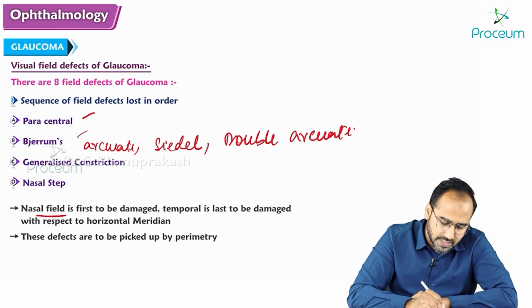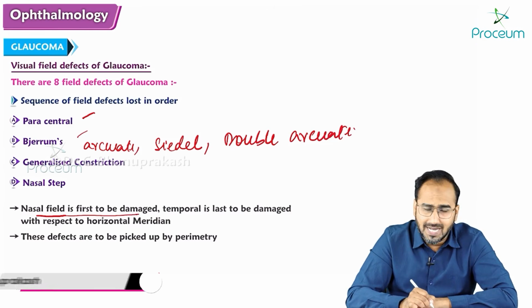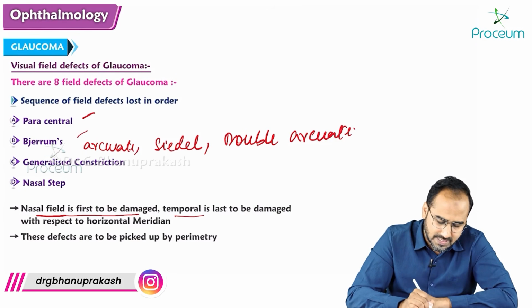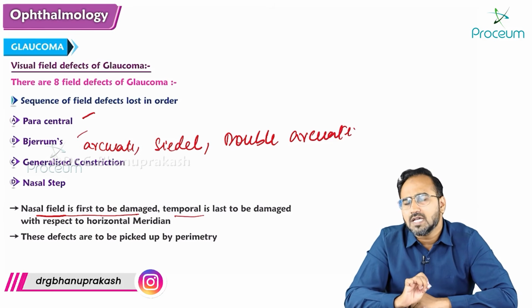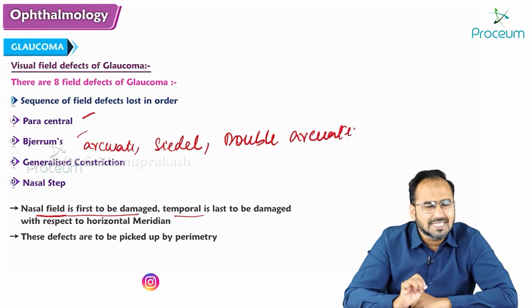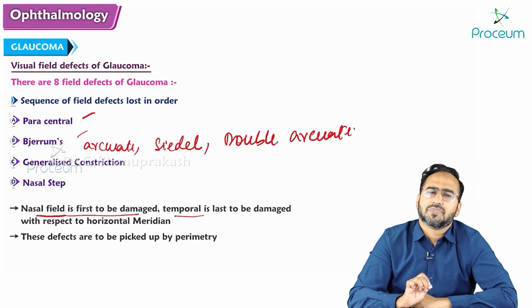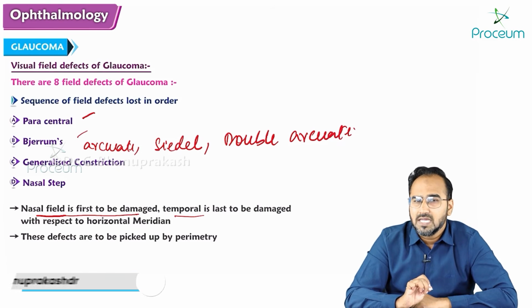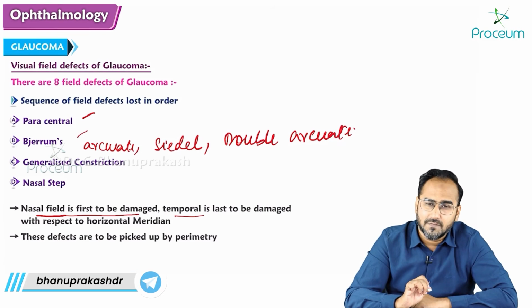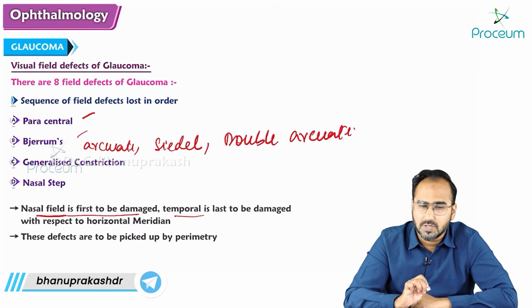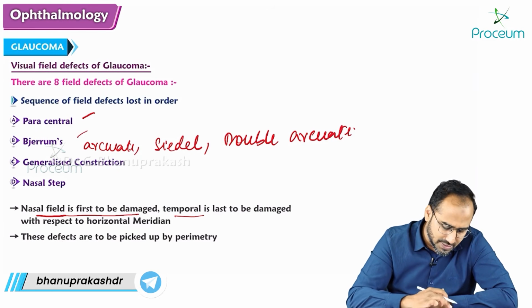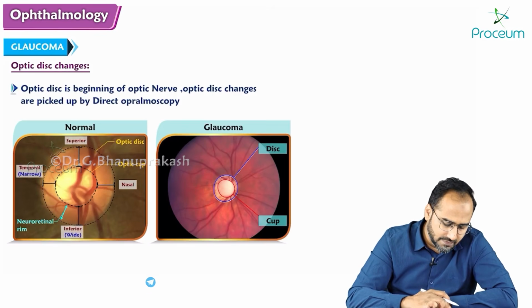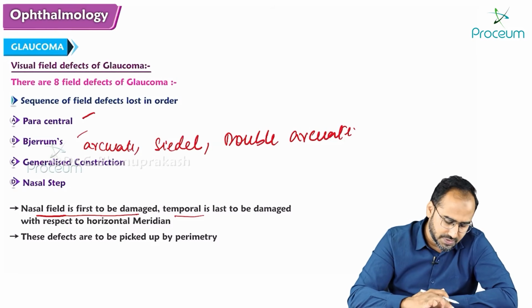Remember which visual field is first to be lost over here? The nasal field is first to be damaged, and the temporal, as it is the largest visual field, is last to be damaged in these scotomas. And how will you pick up these visual field defects? All the visual field defects are easily picked up by perimetry. In perimetry, you have the Humphrey perimeter, and Amsler's grid also. Remember, the nasal field is first to be damaged and the temporal is last. This is regarding the visual field defects that you see in glaucoma.